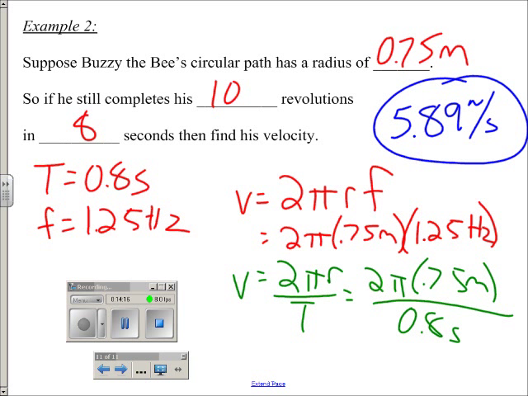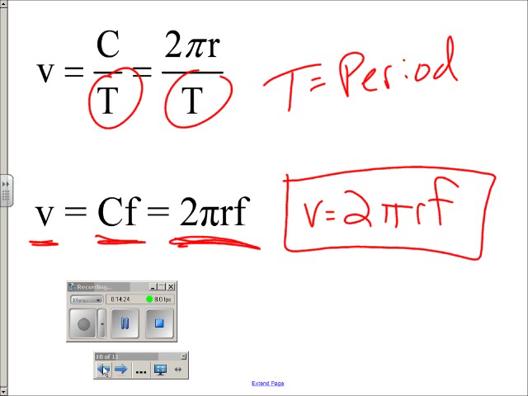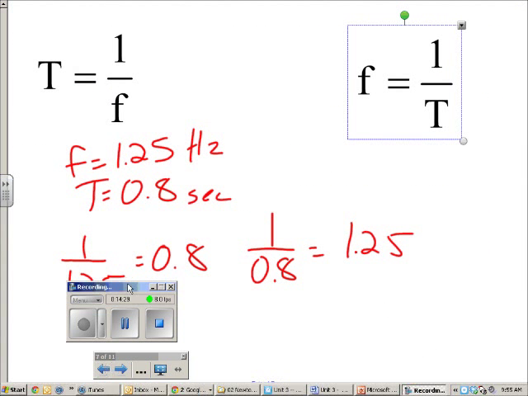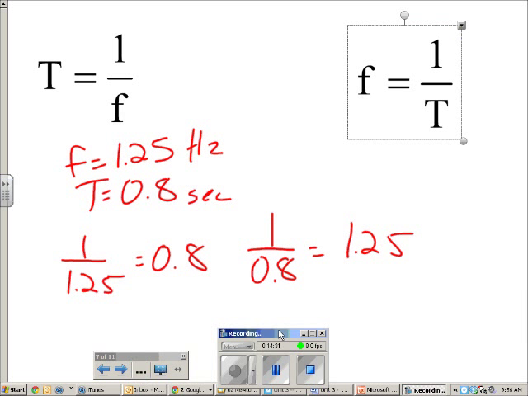Please, please, please take the time to do both of these calculations and verify you get the same thing. And similarly, take the time to do this, and make sure that those work out, that you understand that your period and your frequency are inverses.